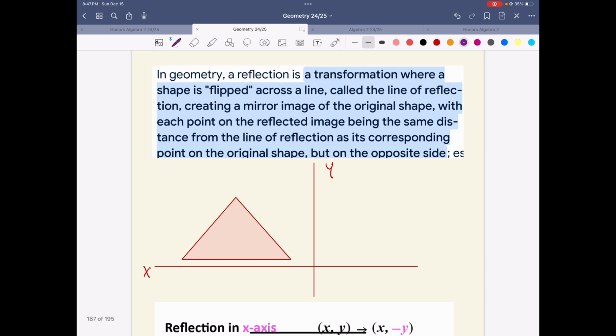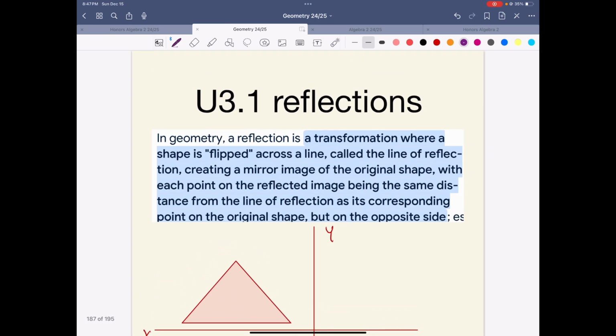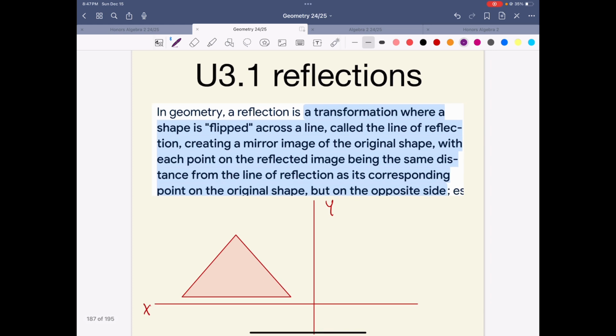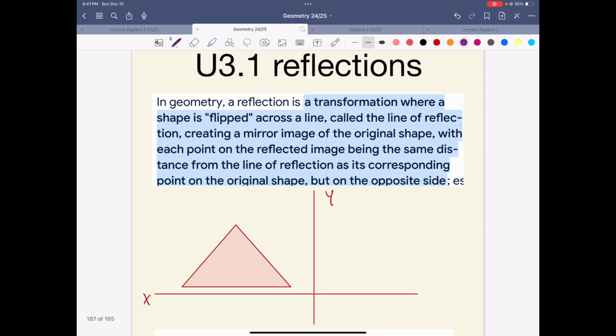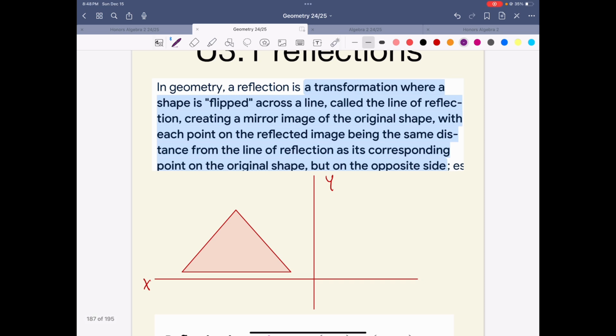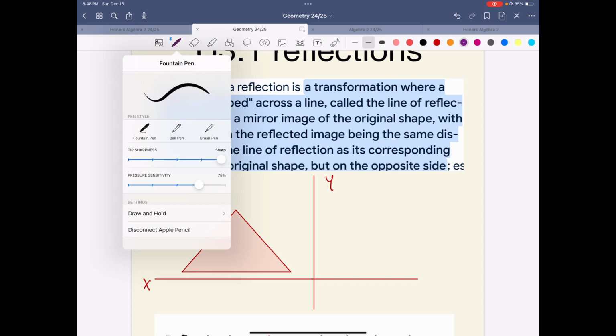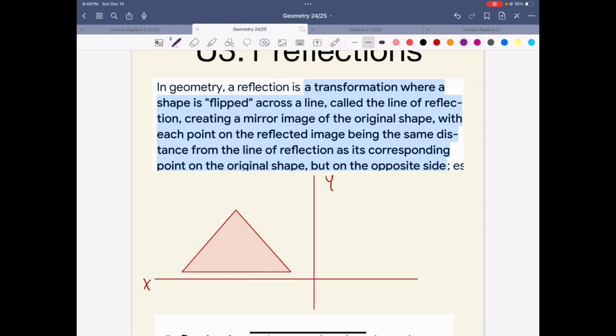So what's a reflection in geometry? A reflection is a transformation where the shape is flipped across a line called the line of reflection, or call it a line of symmetry. It's kind of the same thing. It creates a mirror image of the original shape, with each point on the reflected image being the same distance from the line of reflection as the corresponding point of the original shape. So this all depends on where our original shape is relative to our line of reflection.